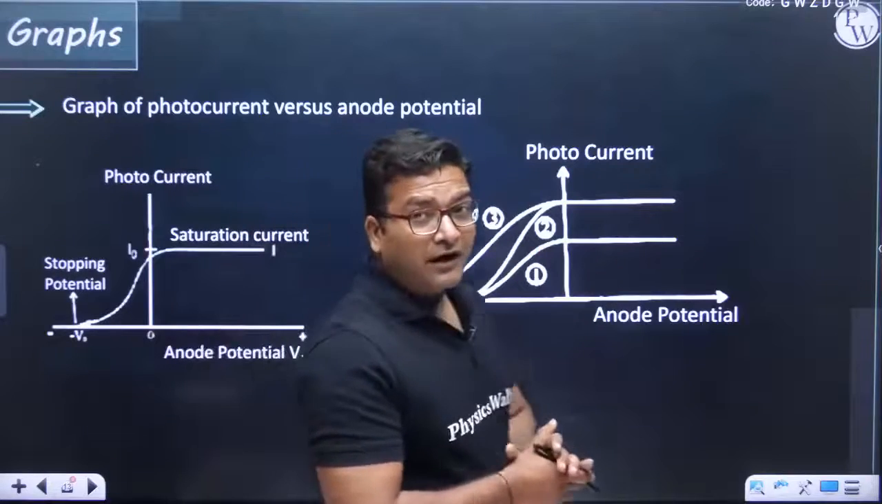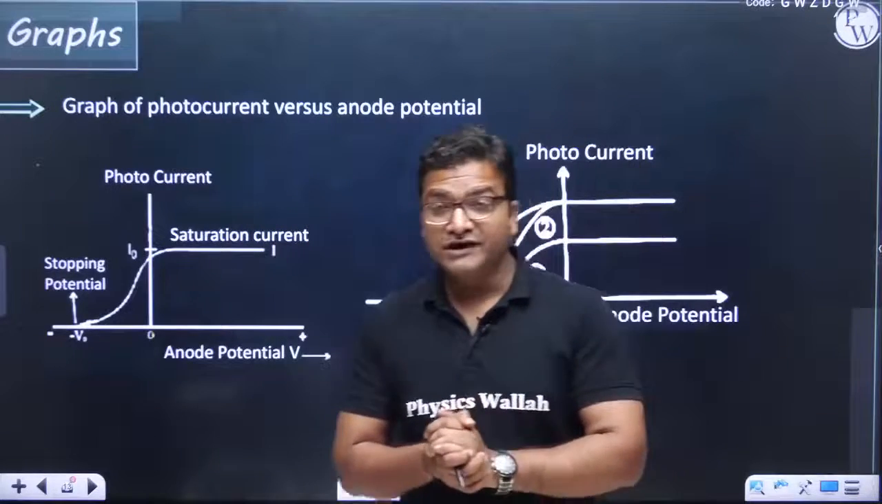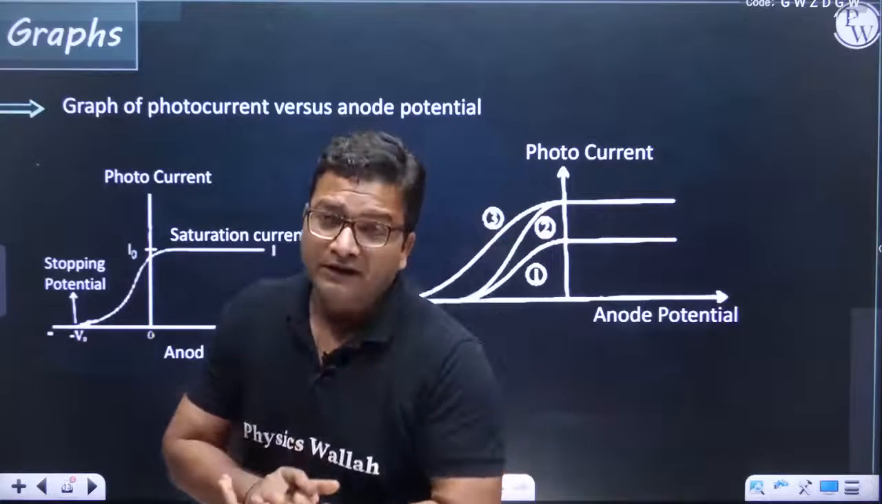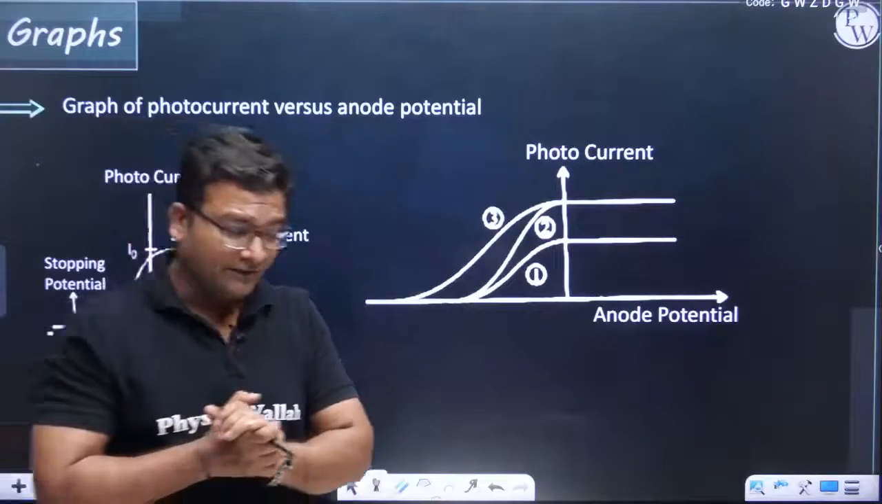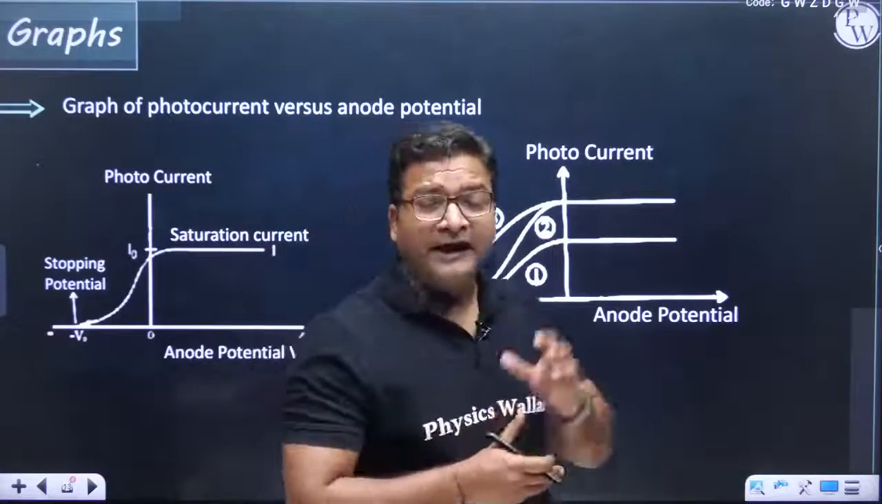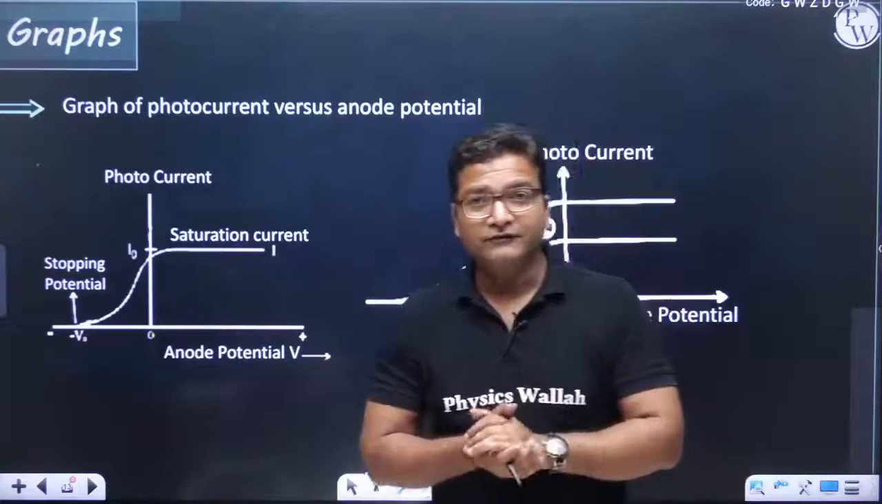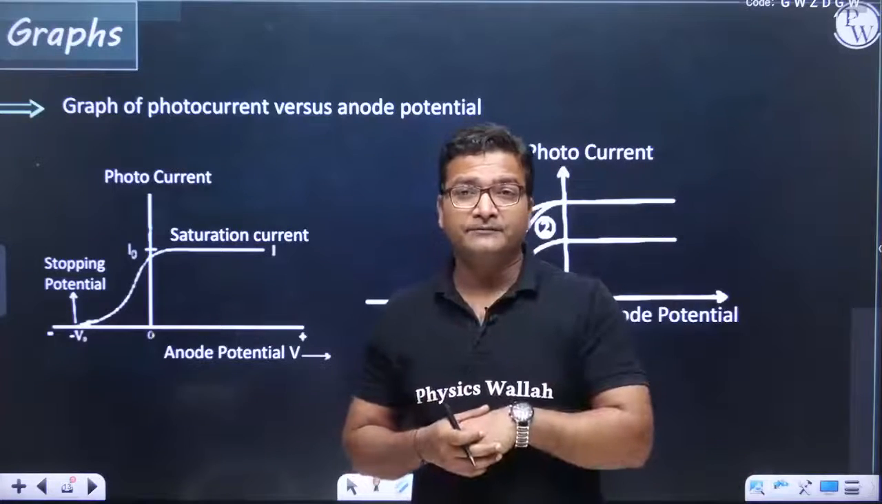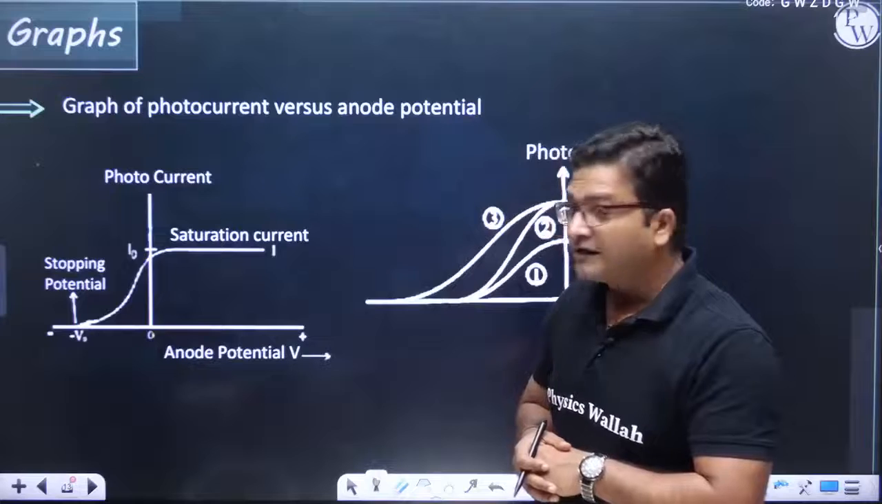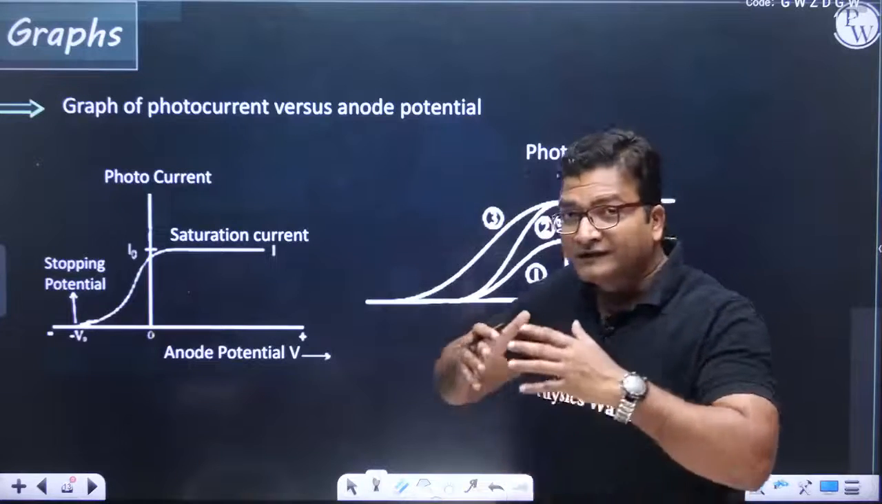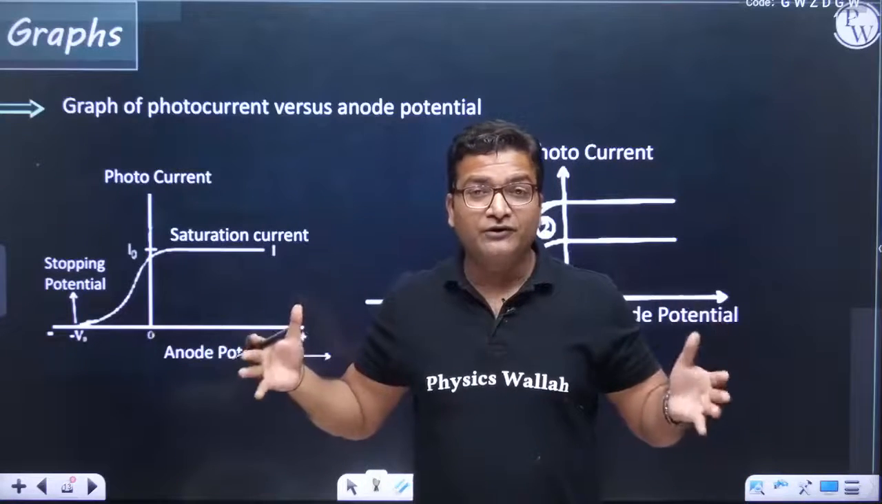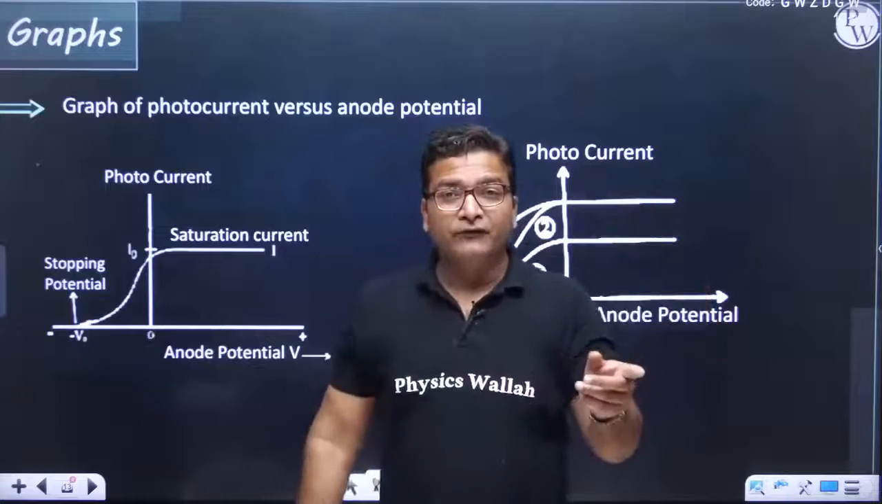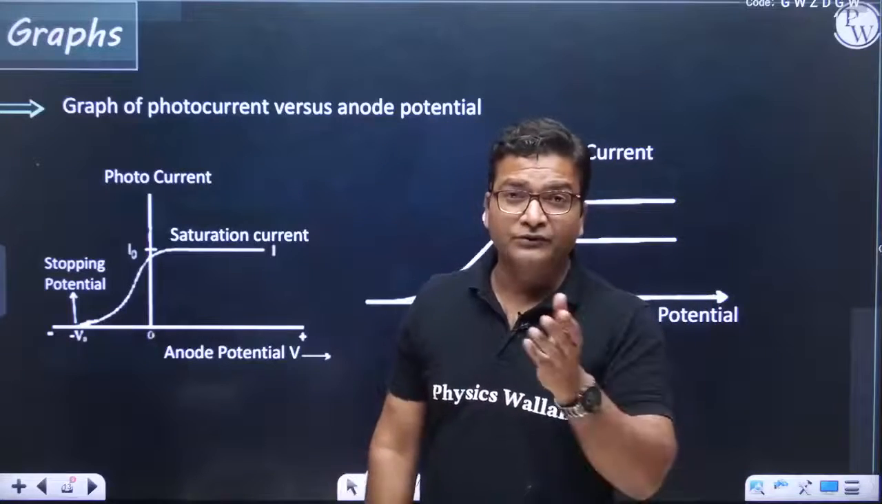Now there are few important graphs which are theoretically asked in different examinations. Let us understand them. You all know when light is incident on a metal surface, the photoelectrons are being emitted. If you set the potential difference between two electrodes to 0, still the photoelectrons reach from cathode to anode.